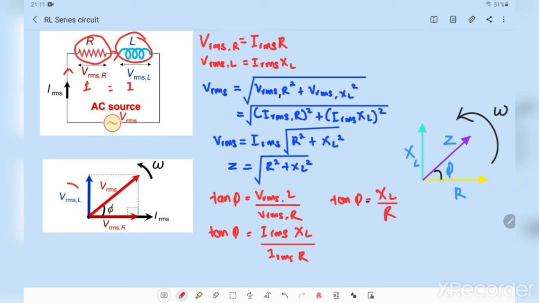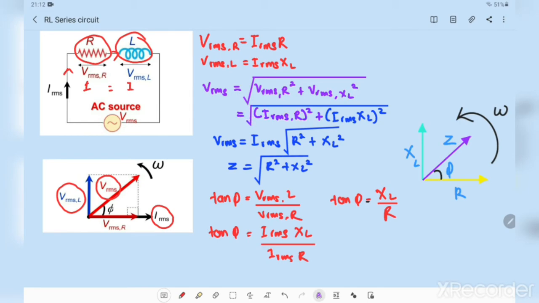From the phasor diagram, Vrms across the inductor leads Irms, and we are going to calculate the Vrms, which is the supply voltage. Based on the phasor diagram, the RMS supply voltage or the total voltage of the circuit can be calculated. Vrms is equal to the surd of Vrms across R square plus Vrms across the inductor XL square.